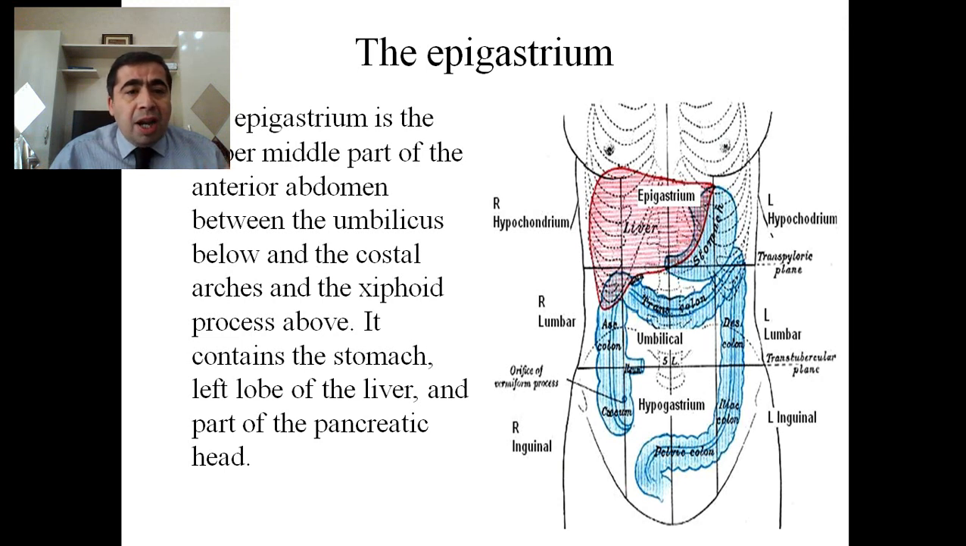The epigastrium is the upper middle part of the anterior abdomen, between the umbilicus below and the costal arch and the xiphoid process above. It contains the stomach. As you look at this picture, the main part of the stomach is located to the left from the midline. Also, it includes the left lobe of the liver and part of the pancreatic head. The pancreas is located behind the stomach, and in this picture we can't identify, of course, the pancreatic head.